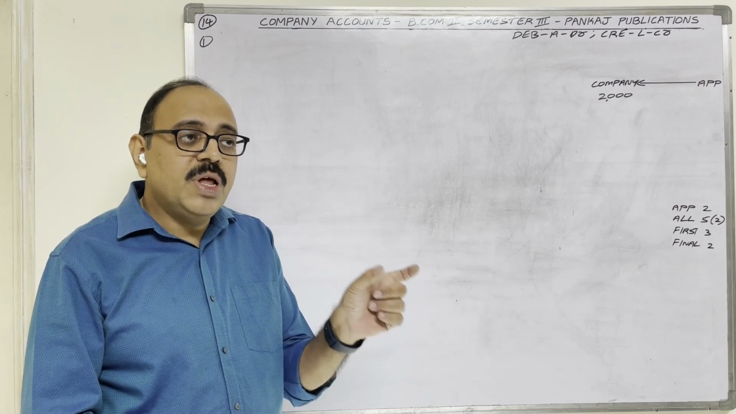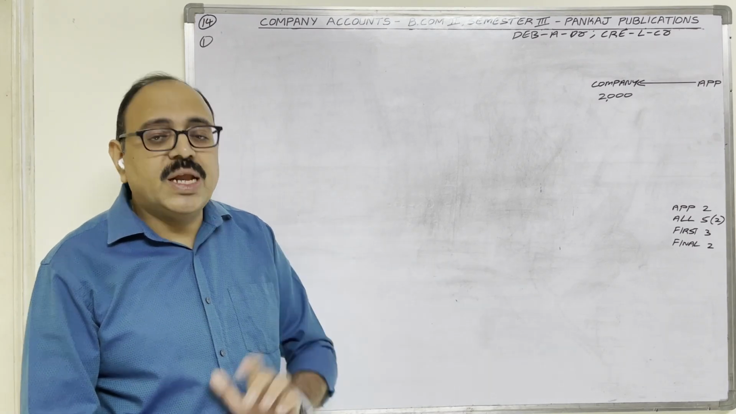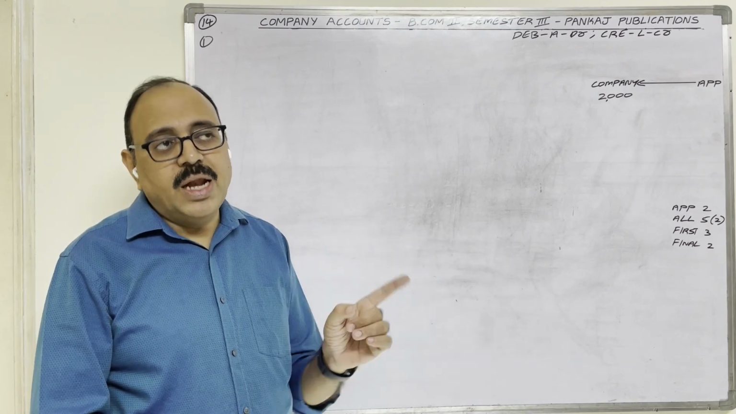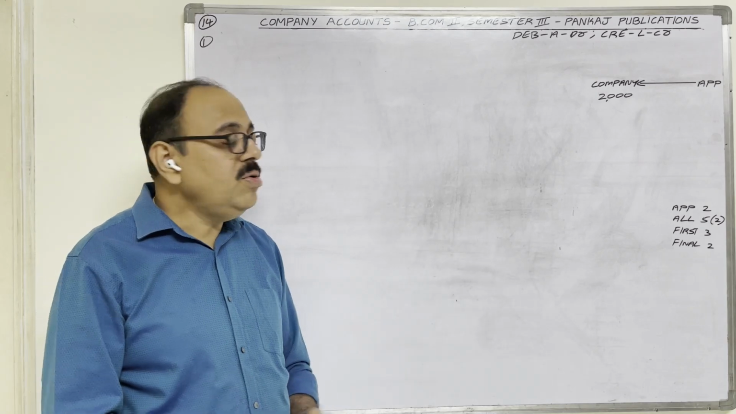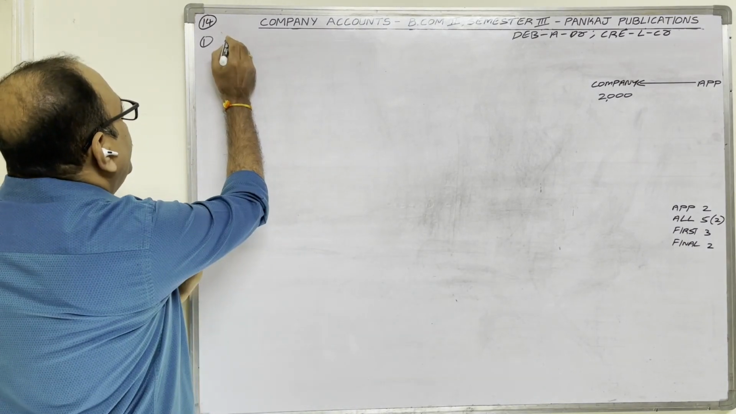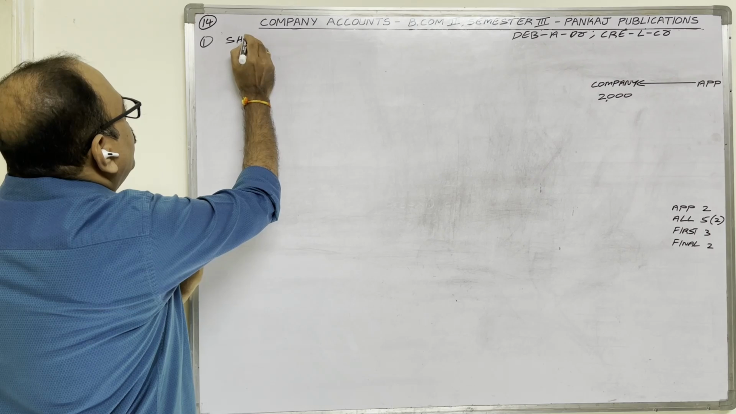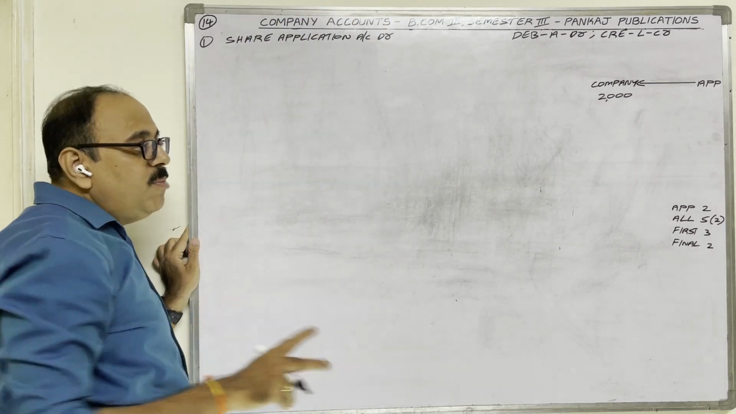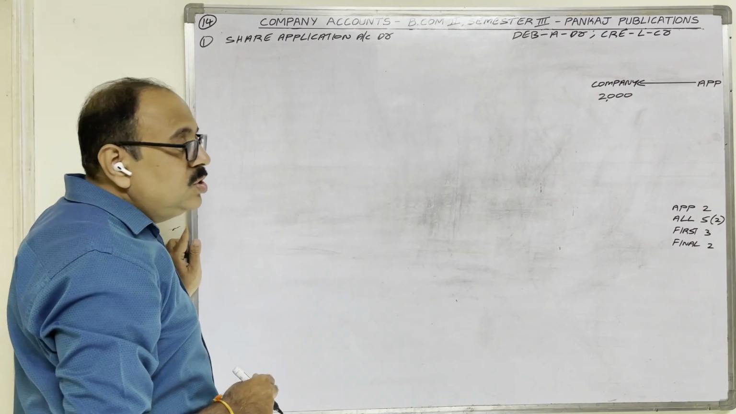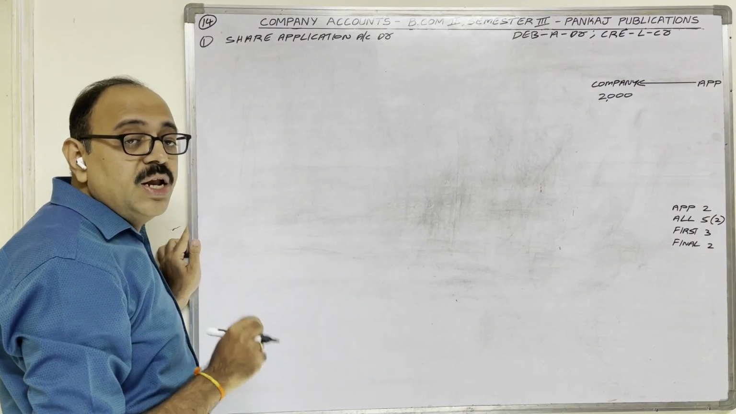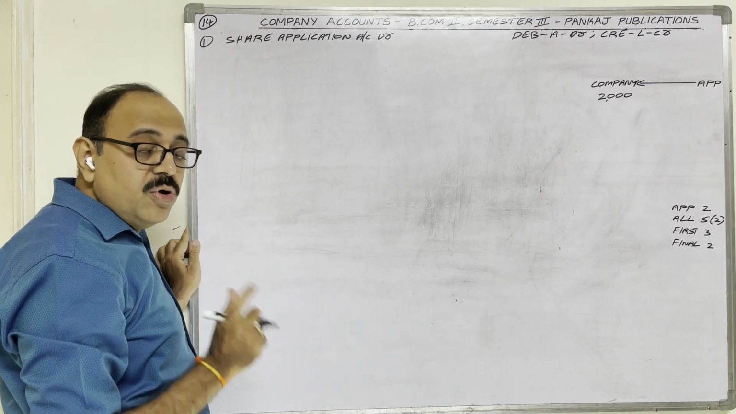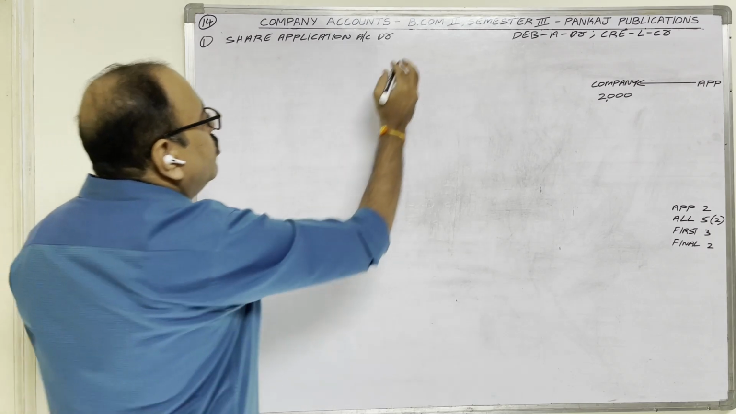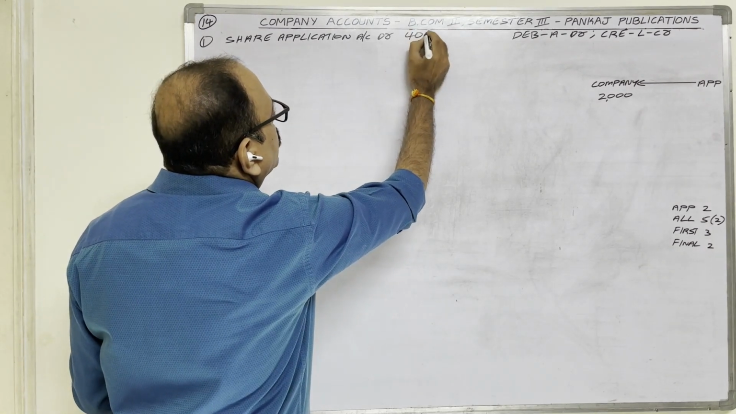Now that share application money we are transferring into share capital. Means that creditor account we are cancelling. By crediting we have created creditor account. If you want to cancel you have to debit. Therefore debit share application account. Finally company allotted 2000 shares. So on 2000 shares at the rate of 2 rupees each, 4000 rupees application money we should transfer to share capital. Therefore 4000 rupees we should debit.